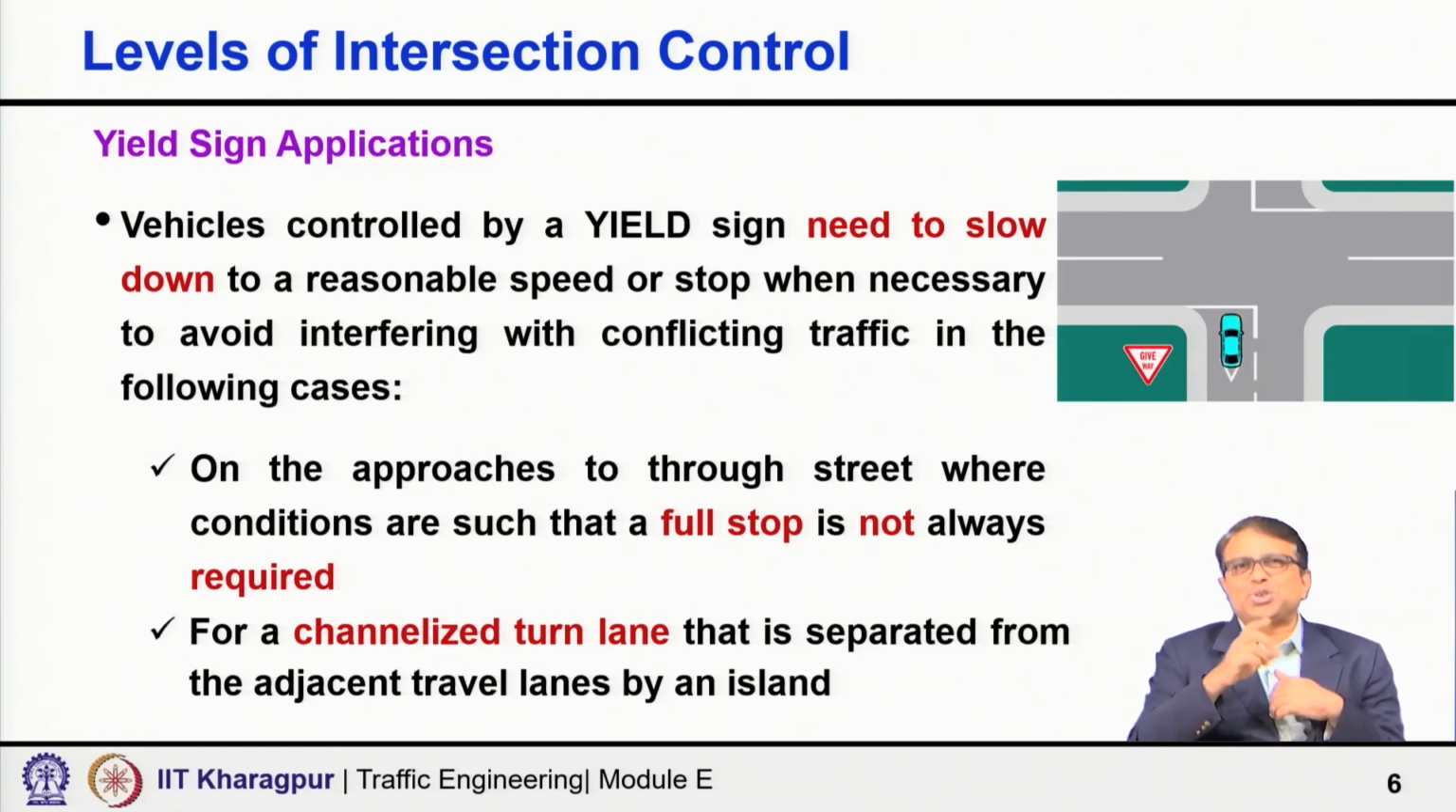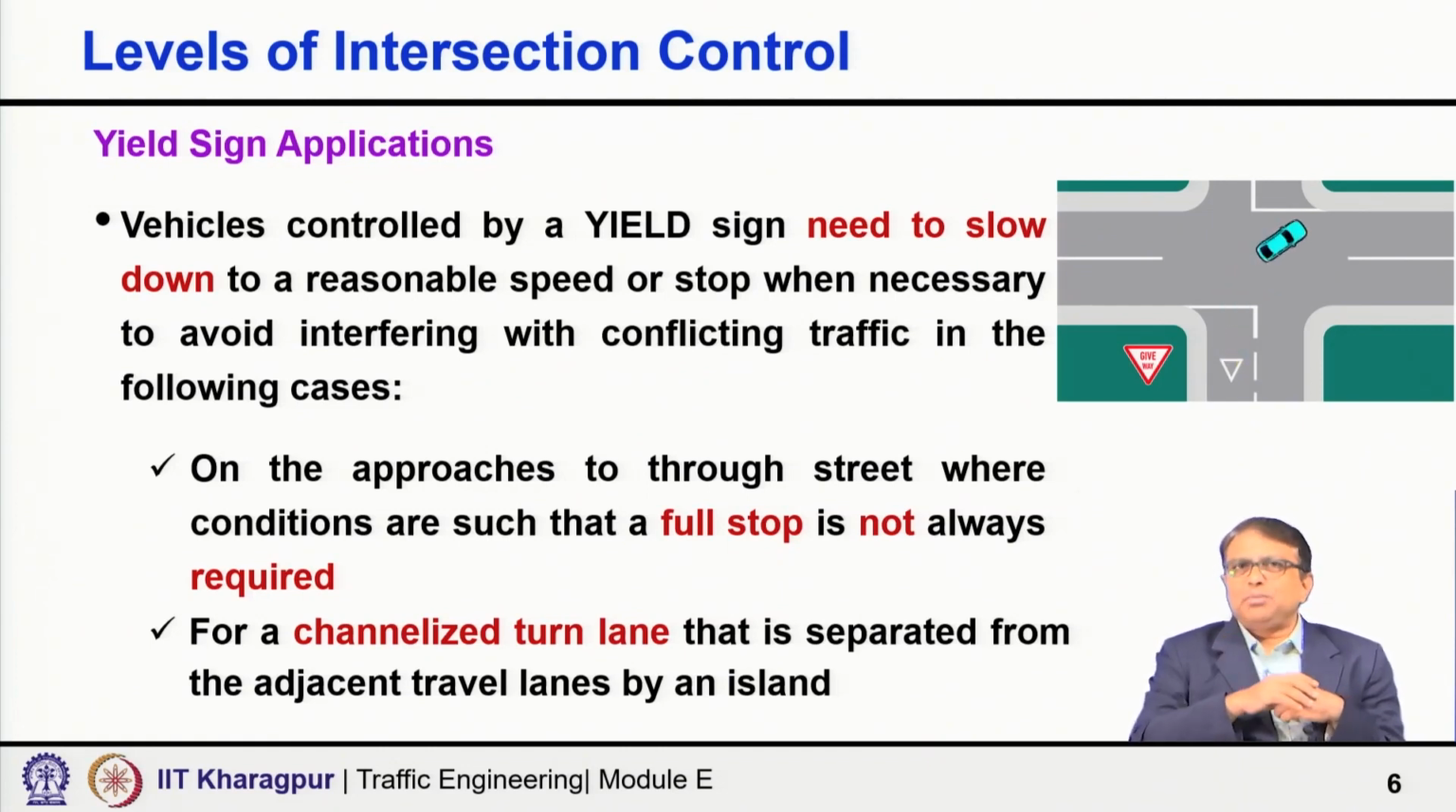required. A full stop means it is not a yield sign, but it is controlled by a stop sign. And if it is a stop sign, it indicates that the vehicle has to stop. There is nothing like slow down to a reasonable speed or stop; in that case, if it is a stop sign, it is mandatory stopping. The vehicle has to stop. First stop, then look for a suitable gap, and then if the suitable gap is available, only then you do the maneuver.